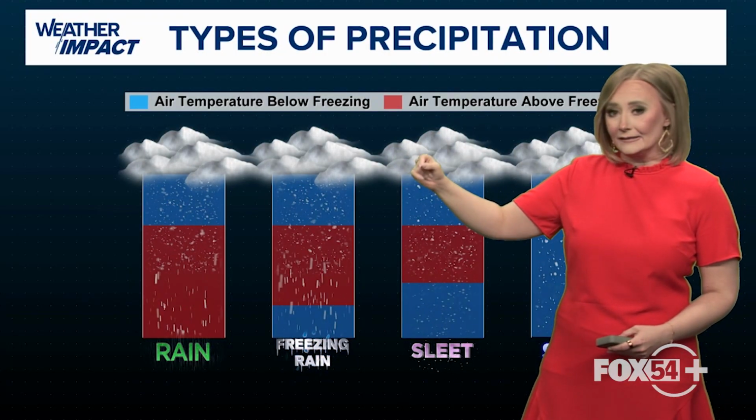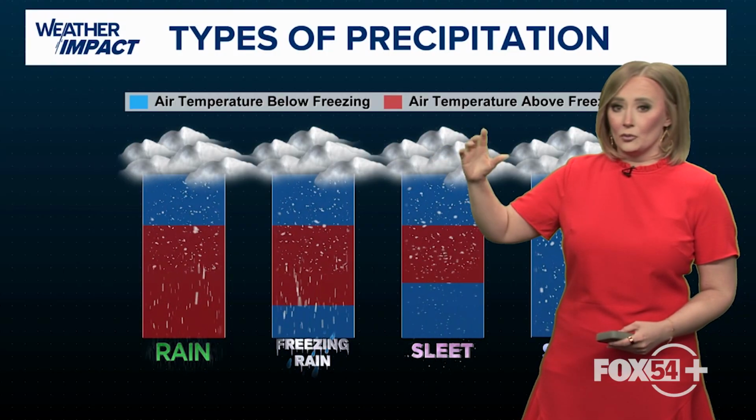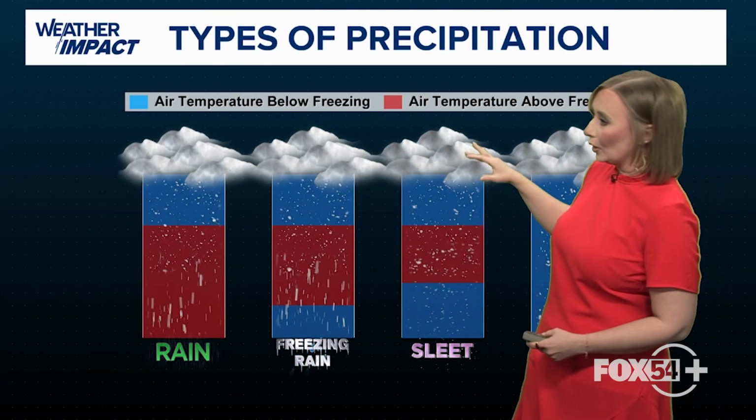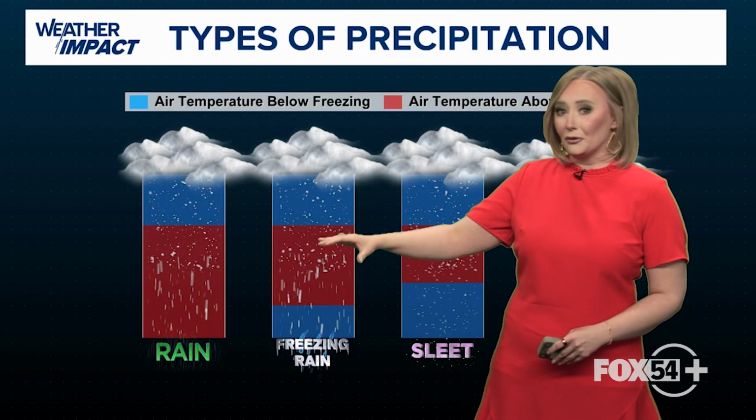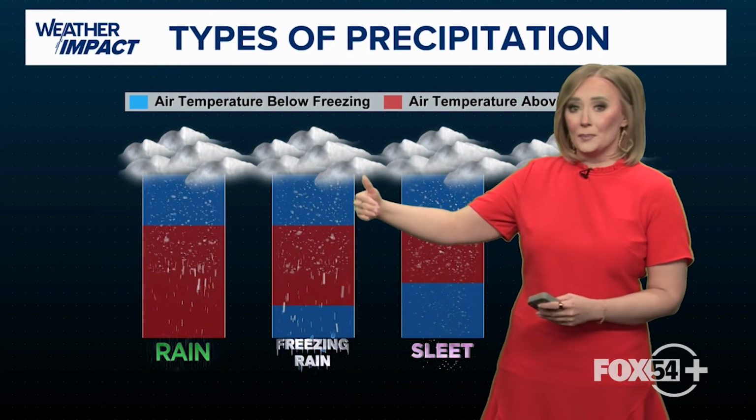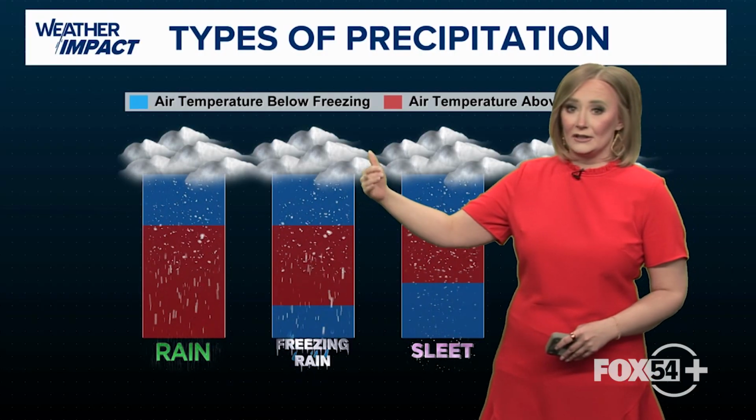So first and foremost, let's just go ahead and start off by saying all precipitation that falls from clouds begins at some sort of an ice crystal, whether that's snow or a freezing ice pellet, but depending on if it's going through a warmer pocket of air will depend on the type of precipitation that we see.